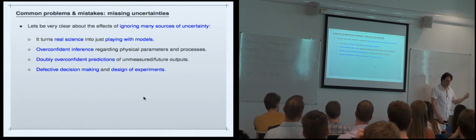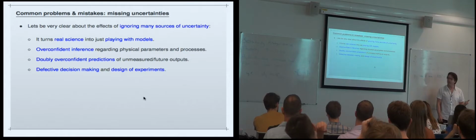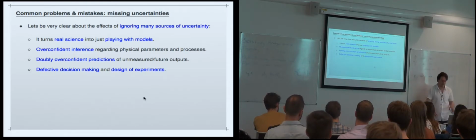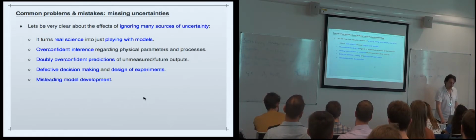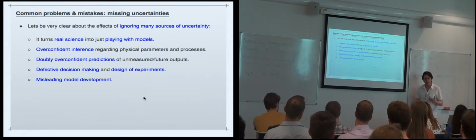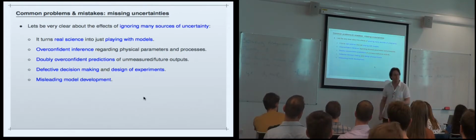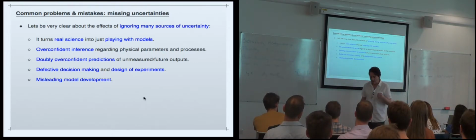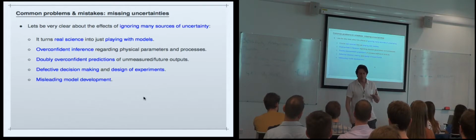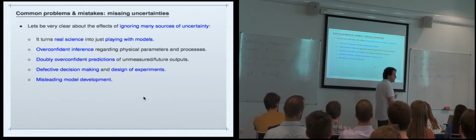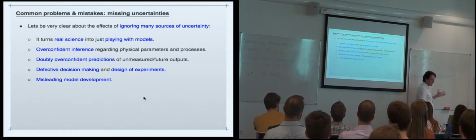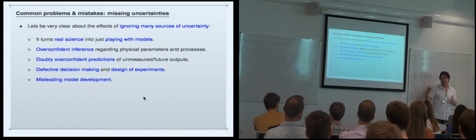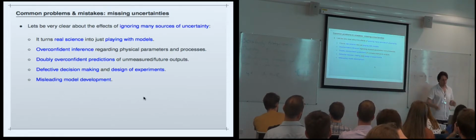This leads to defective decision-making and design of experiments. I think I was just trying to use alliteration there. Anyway, you can imagine this screws up all your decisions, right? And most importantly, to modelers, this leads to misleading model development. If you don't incorporate uncertainties correctly, you can be chasing a particular structure of a model because you're trying to fix something that you shouldn't be fixing in that way, because it's just something caused by some uncertainty over here that you've not included.